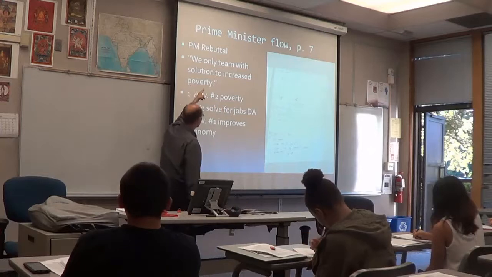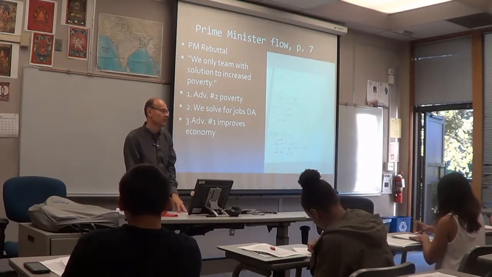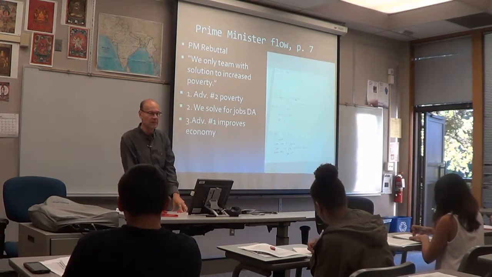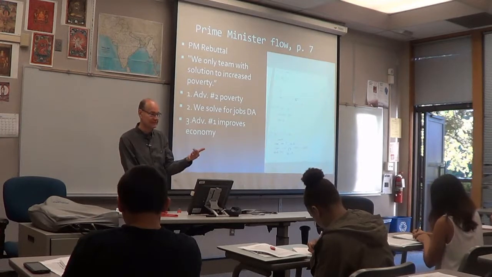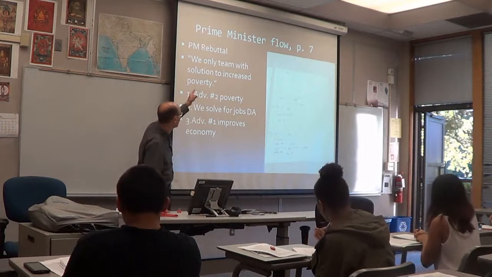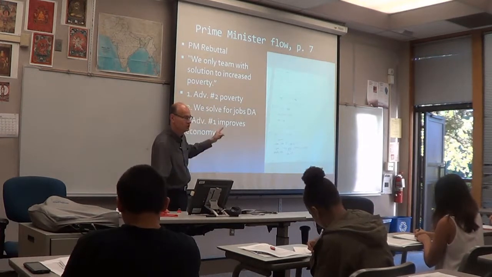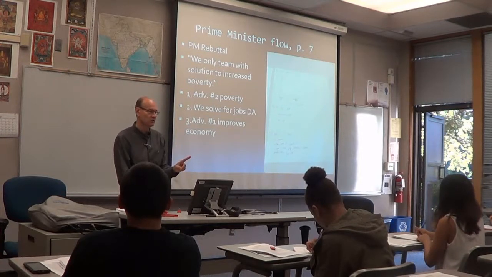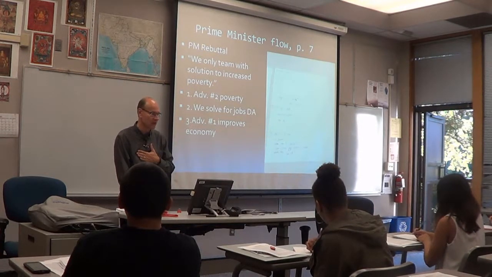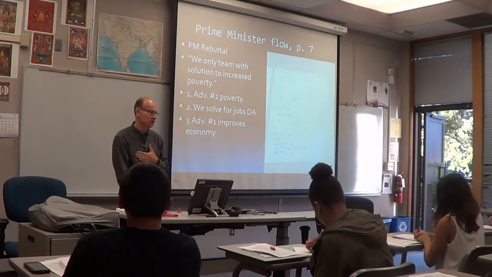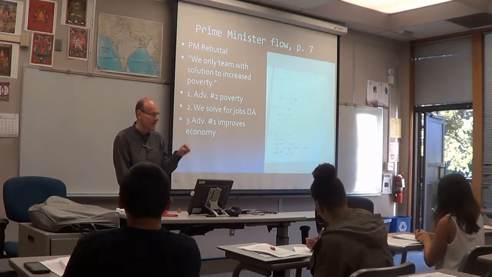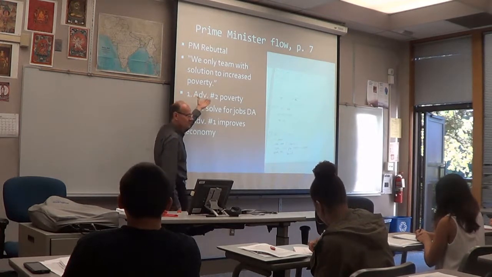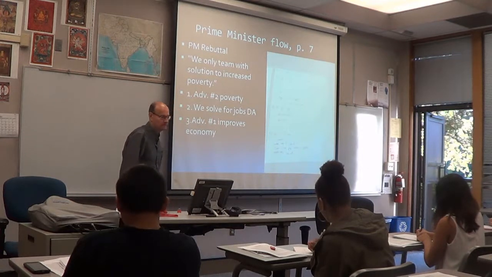He says, Judge, we're the only team with a solution to increase poverty. And because poverty has impacts in terms of dehumanization and death, that's a big thing to tell the judge. We are the only team with a solution to increase poverty. It's basically telling the judge, you got to vote for one of the two of us. We're the only ones that are going to be saving lives. We're the only ones that are going to be reducing dehumanization. You need to vote here now. And then he tells you why as he fleshes it out. Okay?